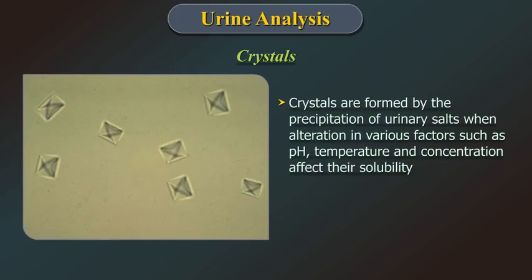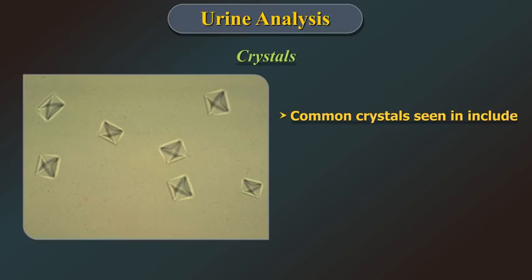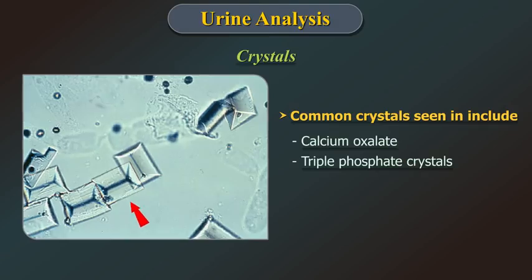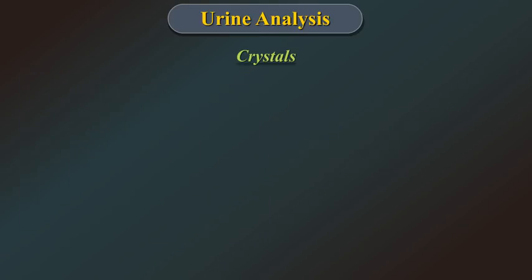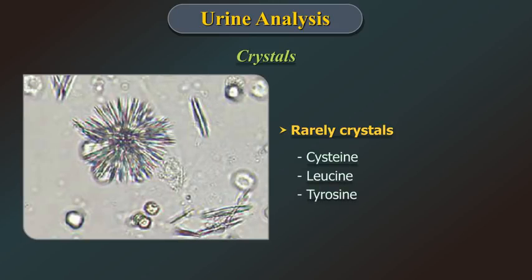Crystals. Crystals are formed by precipitation of urinary salts when alteration in various factors like pH, temperature, and concentration affect their solubility. The precipitates can be true crystals or amorphous material. Common crystals seen include calcium oxalate, triple phosphate, and amorphous phosphates. Rarely, crystals of cystine, leucine, tyrosine, which are found in special renal conditions, can be seen.